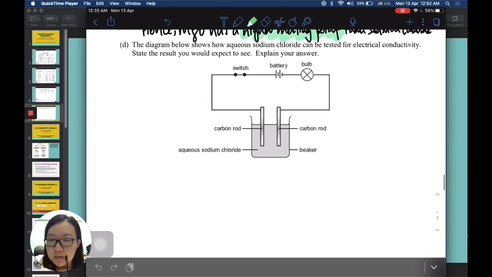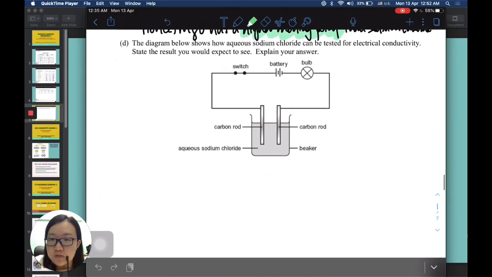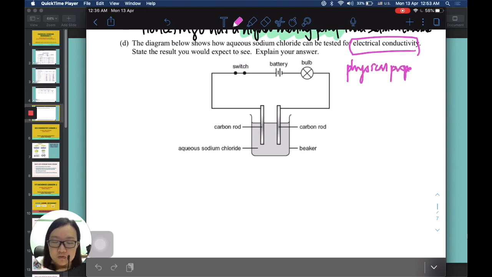Part D. You have a diagram below that shows how aqueous sodium chloride can be tested for electrical conductivity. State the result you would expect to see, explain your answer. Okay, so I would box up this part which is on electrical conductivity. So immediately you should be able to know that this is a physical property, and that is the concept that this question wants to test you on.